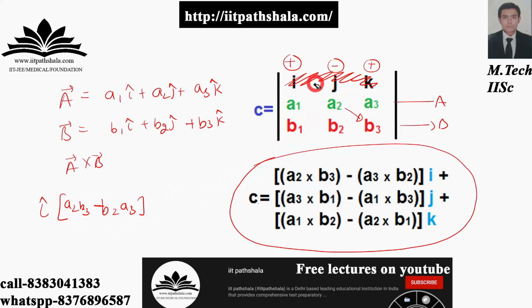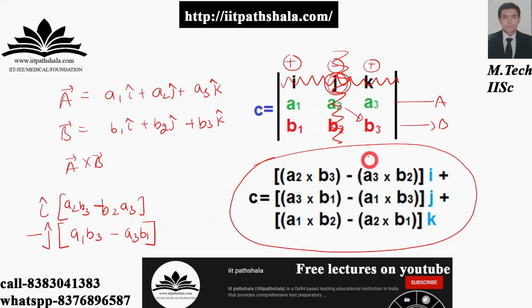Now you come to j. Now it's its turn. Again you forget about this particular row and this particular column. The matter of fact is that there is a negative sign with this j, so put a negative sign, j, put a bracket, and forget about this particular row and column, and you are left with a1 a3 b1 b3. So a1 multiplied by b3 minus a3 multiplied by b1. Fine with that?